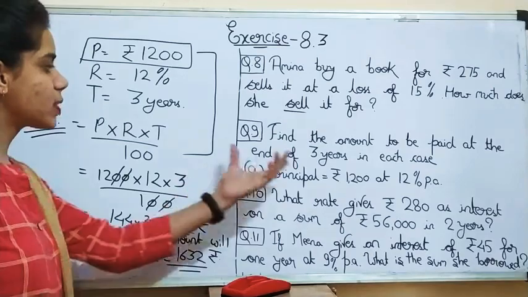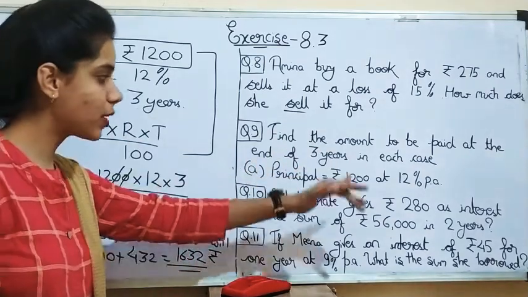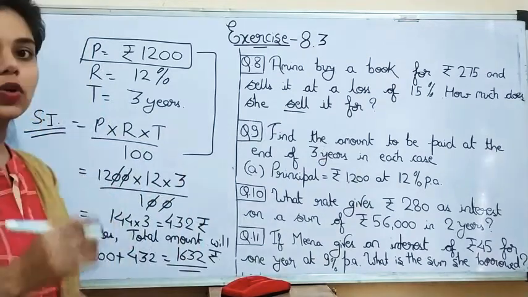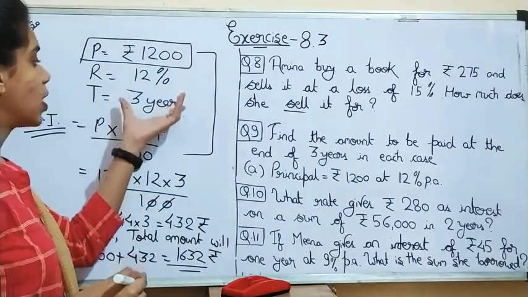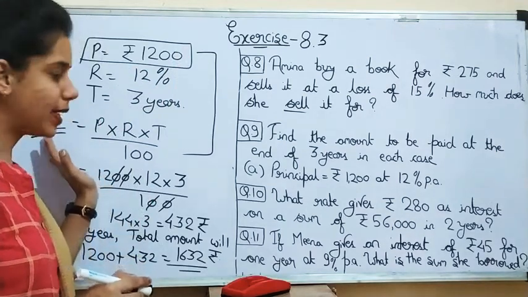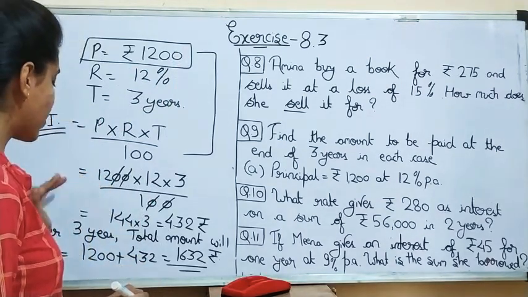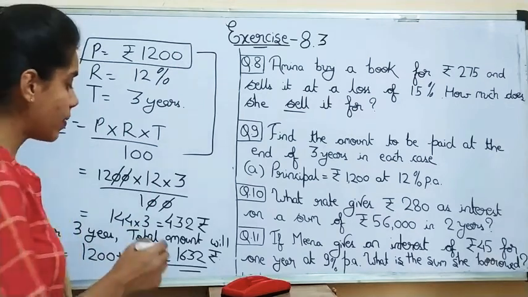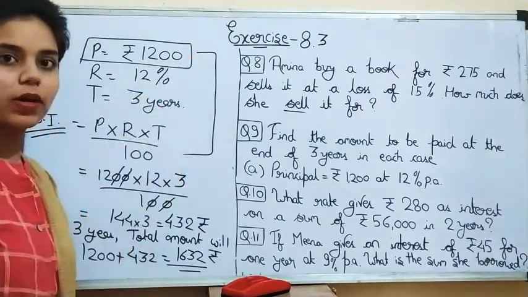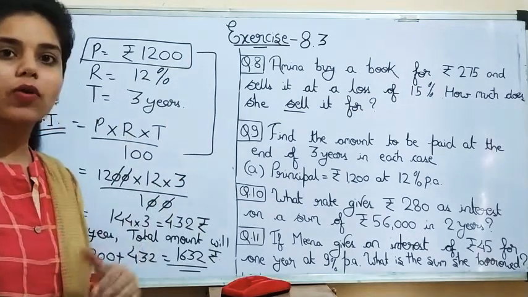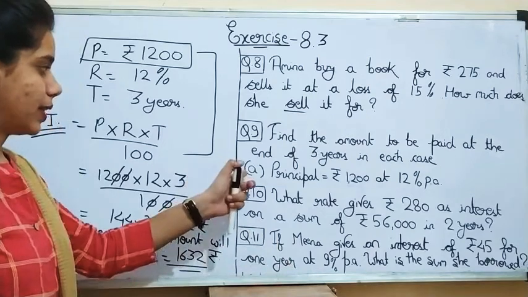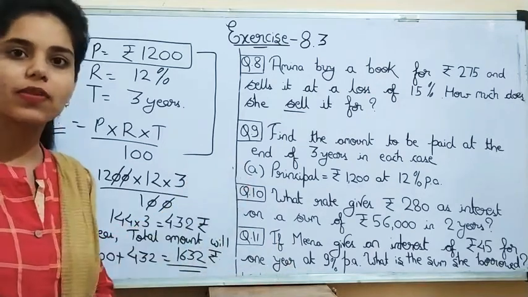What we have done: the principal amount is given to us, and the rate of interest and time were also given. We need to find out the total amount after 3 years. So we applied the formula to find the simple interest, and after finding it, we added this simple interest to the principal amount. We got the total amount after 3 years. In this way we can do these types of questions. The second part of this will be homework.